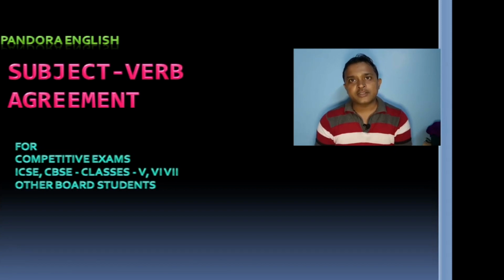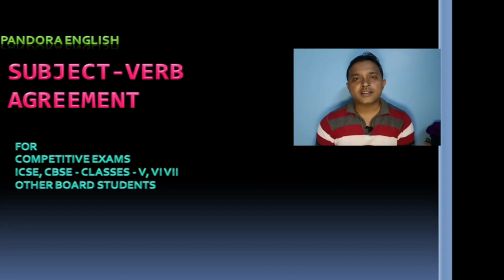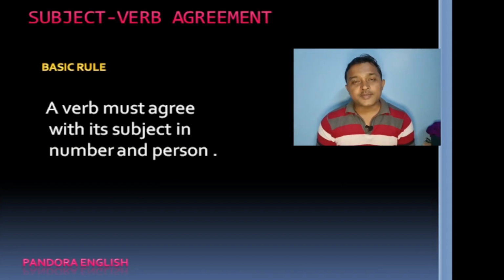holds the key to the correctness of English, whether you are speaking to someone or whether you are writing something. Start with subject verb agreement, what it is and what are the different rules regarding it. Subject and verb are the two most important and essential component parts of any sentence. So the basic rule of subject verb agreement is that the verb must agree with the number and person of the subject.